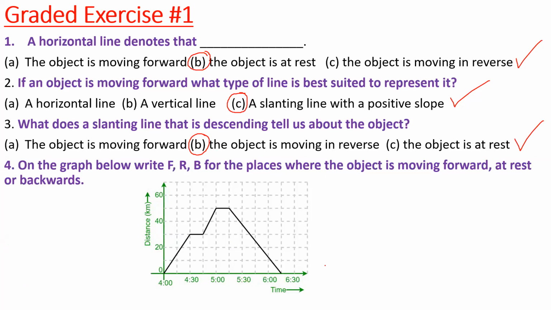And number four. This will be interesting. Where do we put the F? The F is for the object moving forward. I put F by the part where it says 4 o'clock. Here? No, a little bit up. Right here? Yes, that's where it is because it's forward. Why? Because it is a line that is ascending, with a positive slope. That's moving forward.